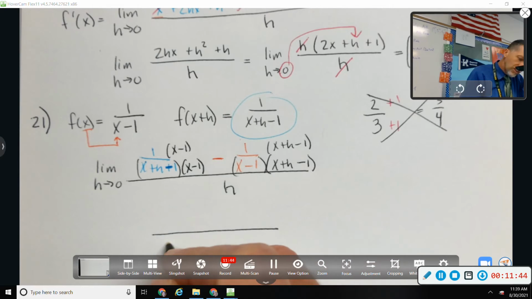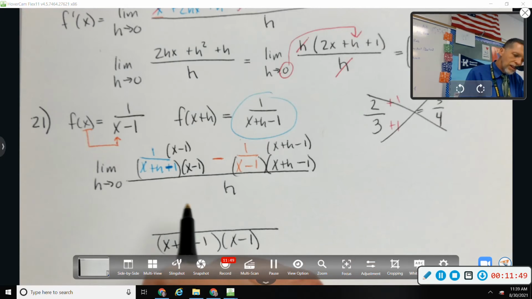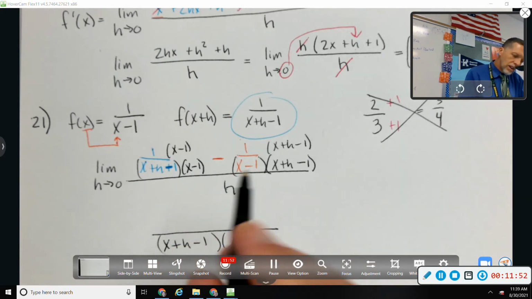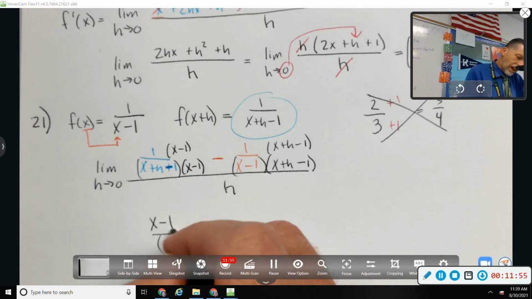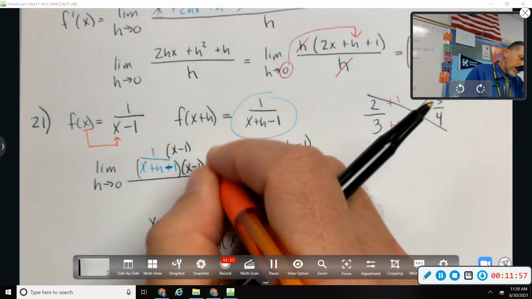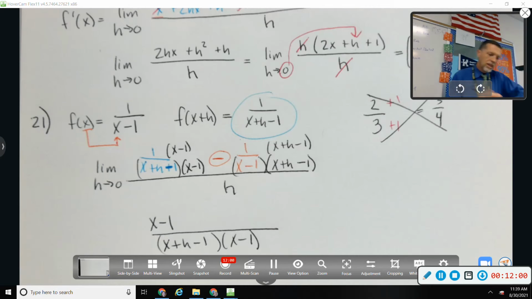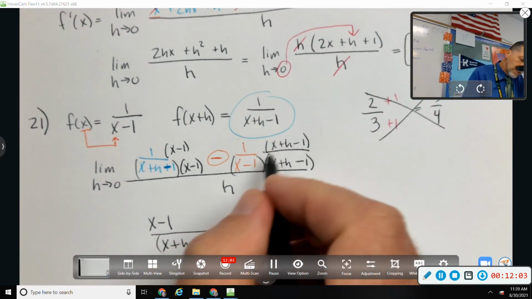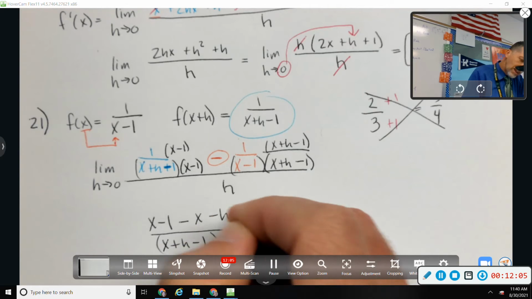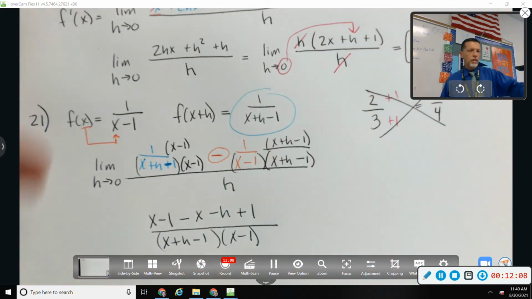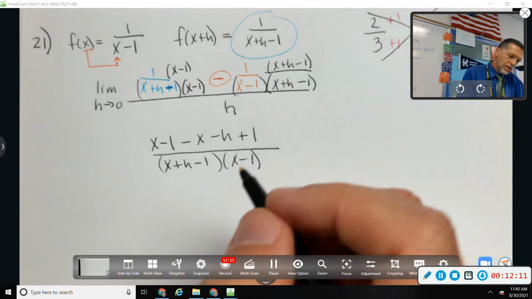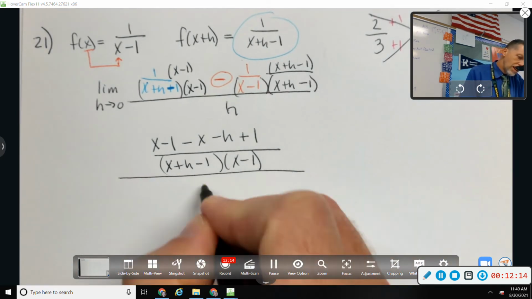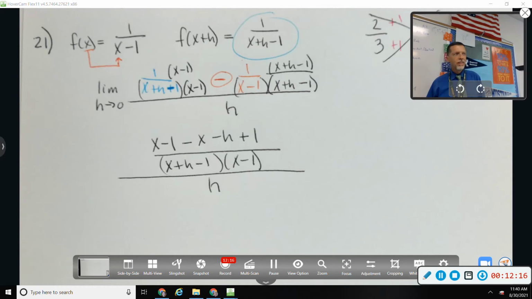Alright, so the denominator is x plus h minus 1 times x minus 1. The numerator is x minus 1. And then this minus sign out front needs to go to everybody in the numerator, minus x minus h plus 1. And then don't forget that's all over h. Algebra, algebra, algebra, algebra, algebra.